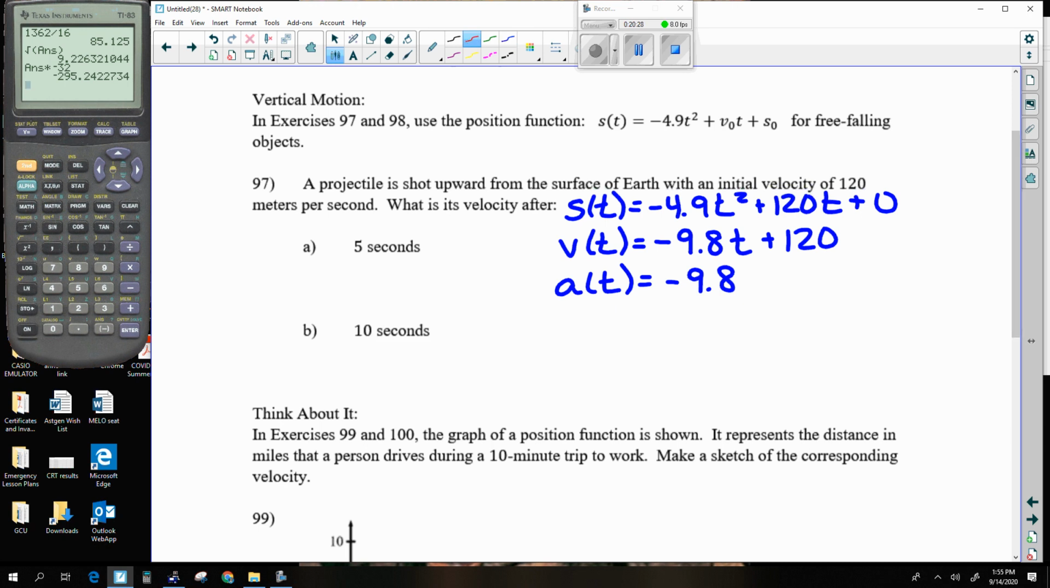So first question, what is the velocity? Just straight up, what is the velocity? Not average velocity, just what is the velocity at 5 seconds?